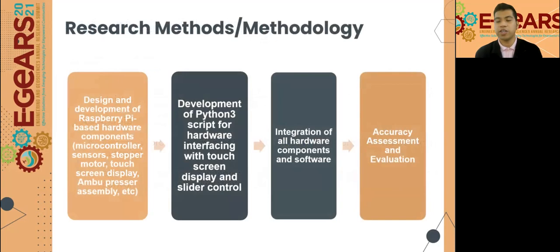Introducing the methodology that we conducted for the implementation of the study, it involves the following. First is the design and development of Raspberry Pi-based hardware components such as the microcontroller, sensor, stepper motor, touchscreen display, ambu pressor assembly, and so on. Followed by the development of a Python 3 script for hardware interfacing with touchscreen display and slider control. Then next is the integration of all hardware components and software, and also testing. Lastly is the accuracy assessment and evaluation of the machine.